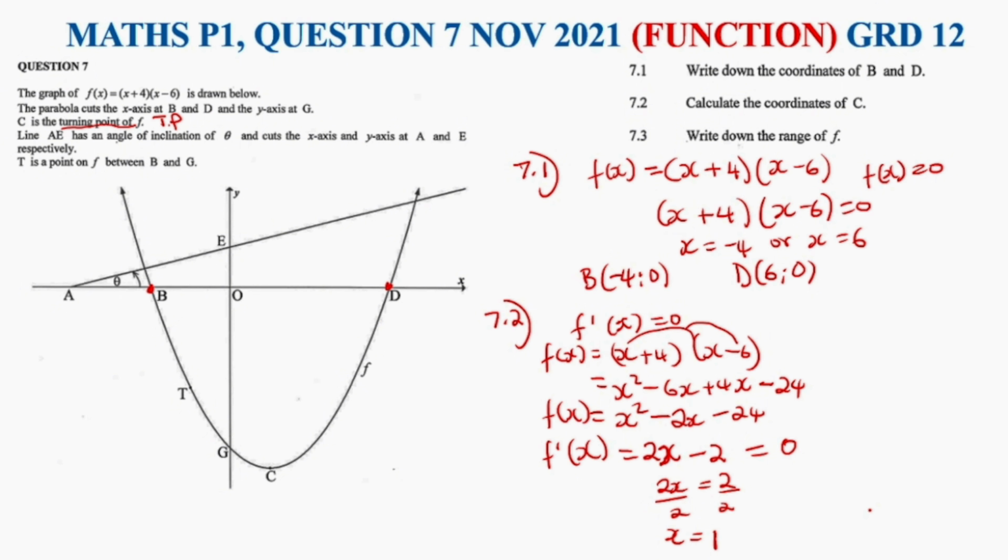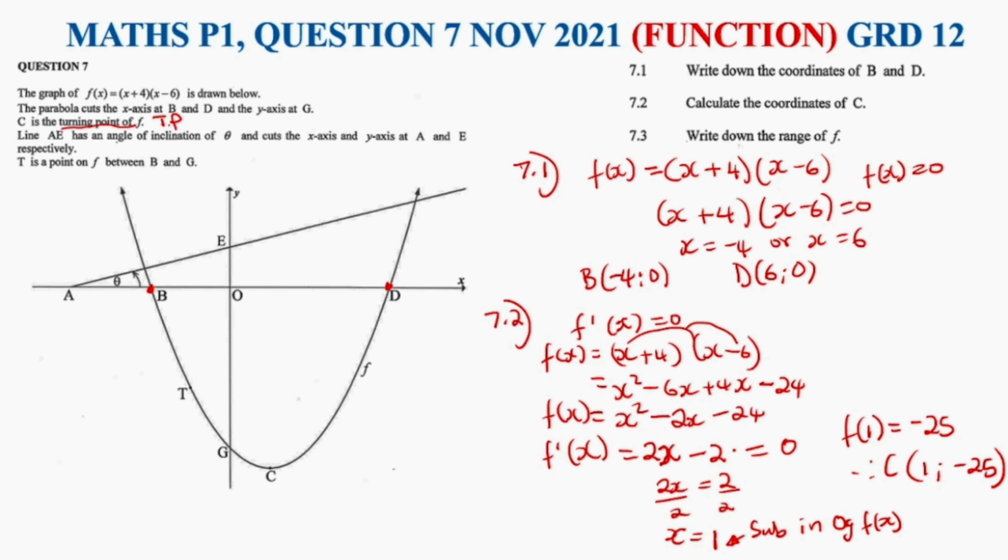So when we finish, you need to substitute this 1 into the original equation. Sub this x into the original f of x. And therefore, ladies and gentlemen, that should give you f of x. When x is equal to 1, you should get negative 25. Therefore the coordinates of C are (1; −25). And that's how you will deal with this question 7.2.